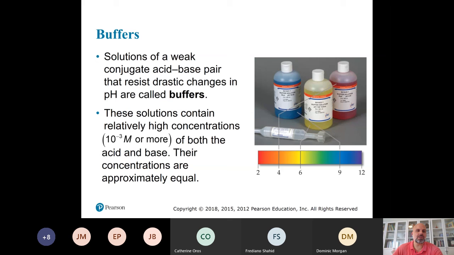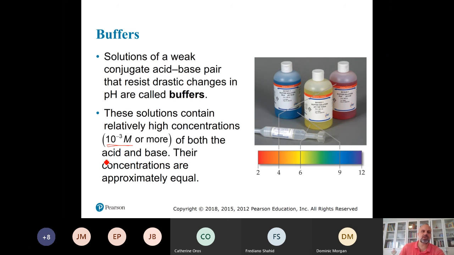These solutions contain relatively high concentrations, 10 to the minus third or more. So remember, 10 to the minus third, 10 to the minus 2, 10 to the minus 1. You want large concentrations of these substances, both the acid and the base.